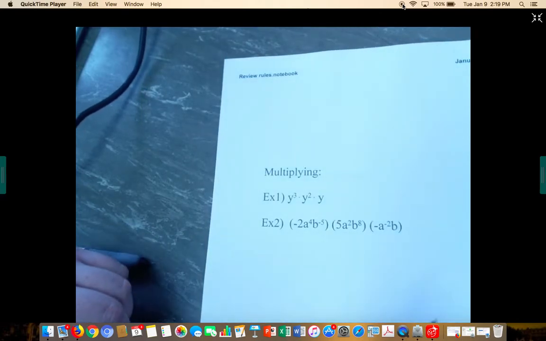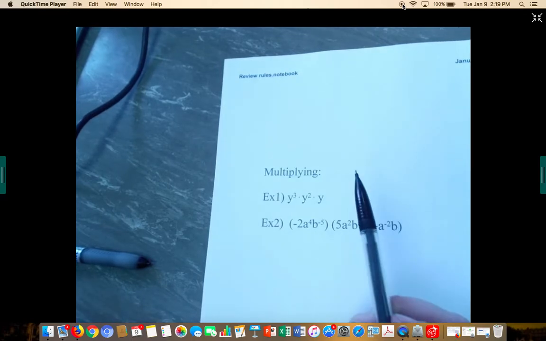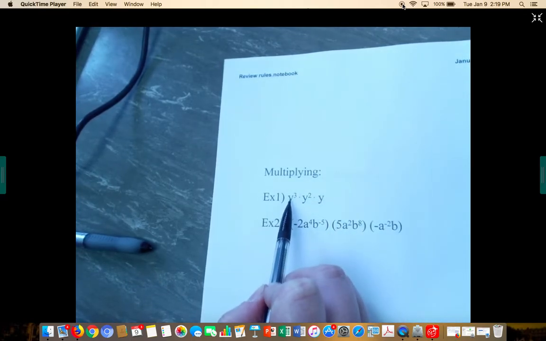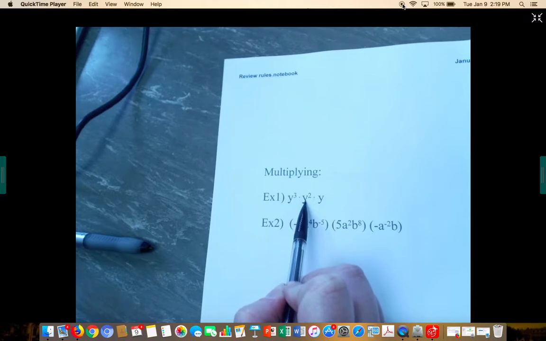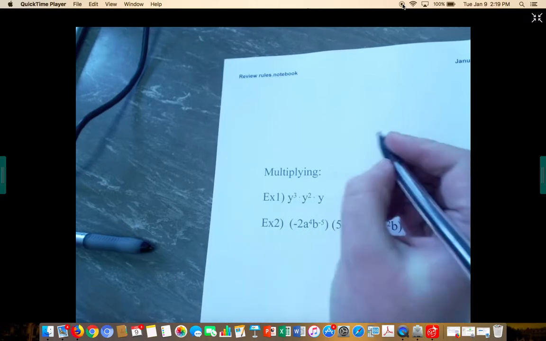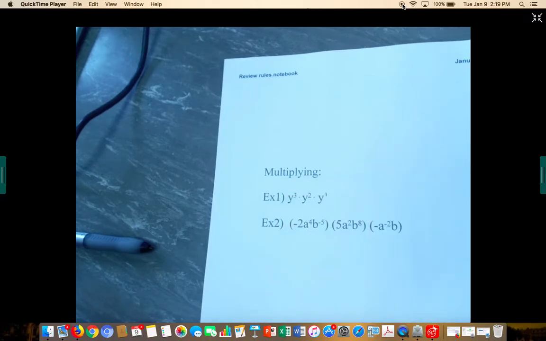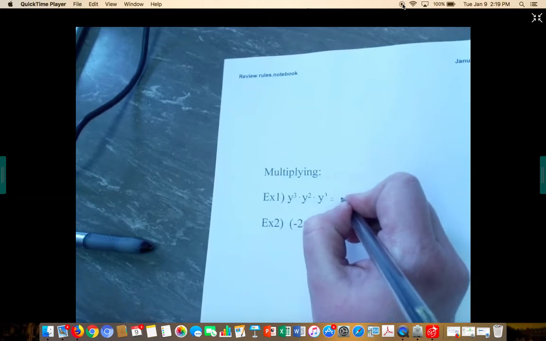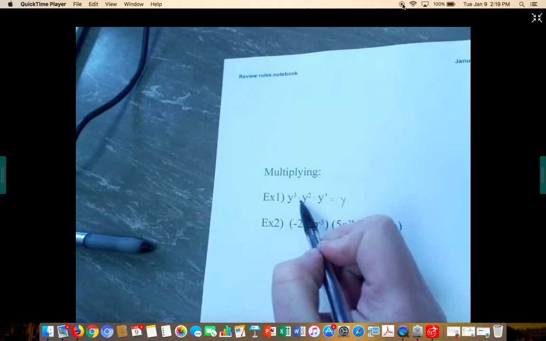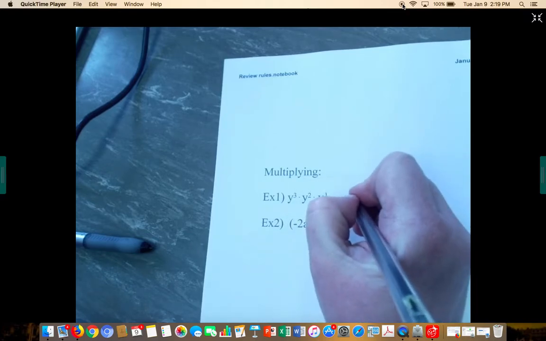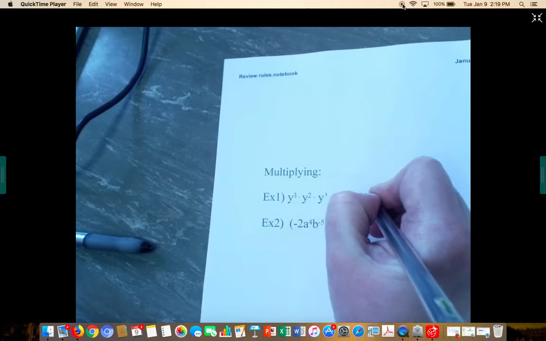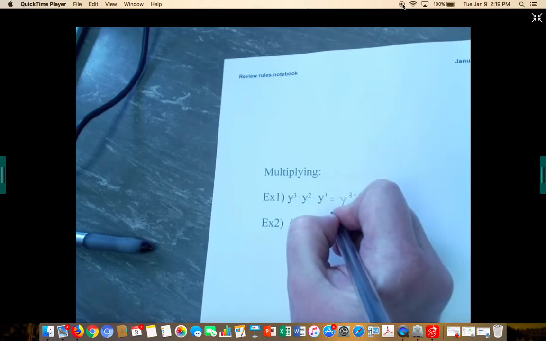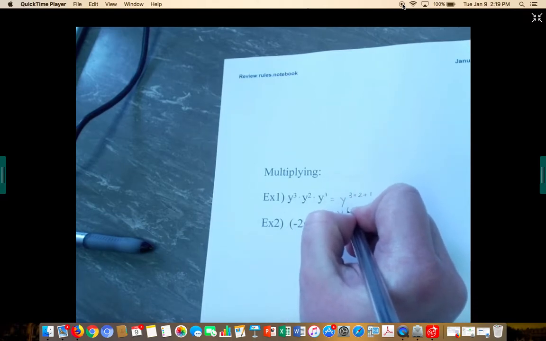Alright, now we're going to talk about multiplying them and what we should do with our exponents. So we have y cubed times y squared times y. Now you have to remember that this y has an exponent of 1. So when we multiply, we keep our base the same. So we're going to keep our y, and we're going to add all of the exponents together. And we can say we have y to the 6th power.